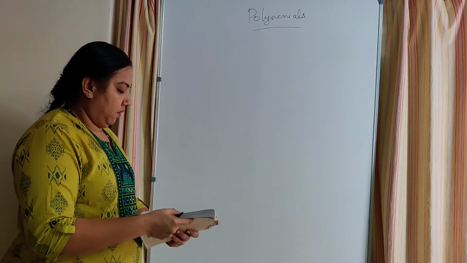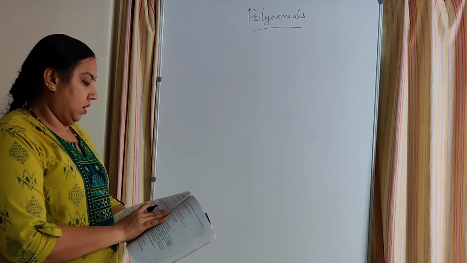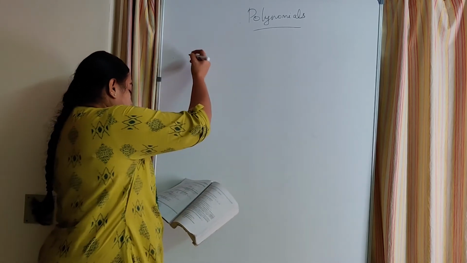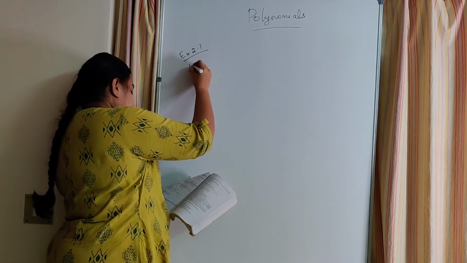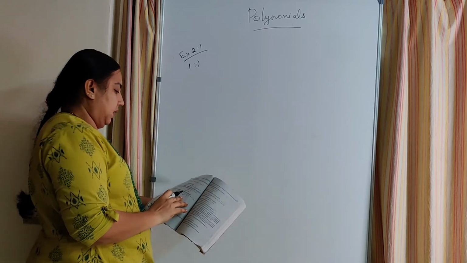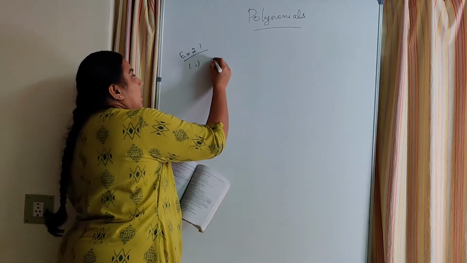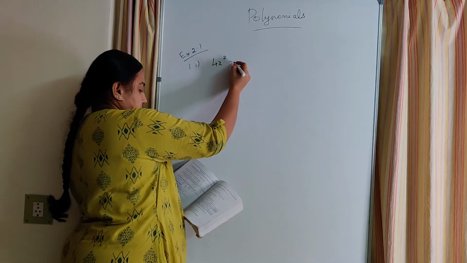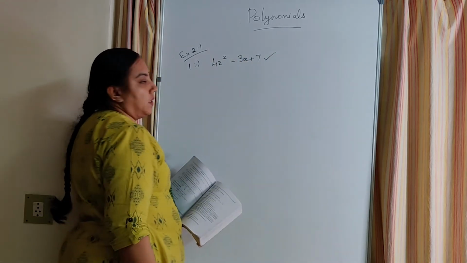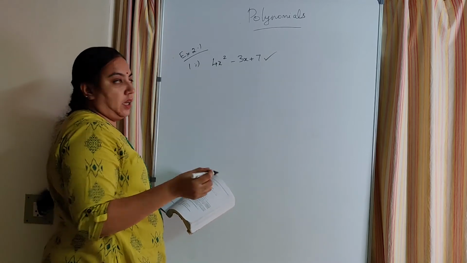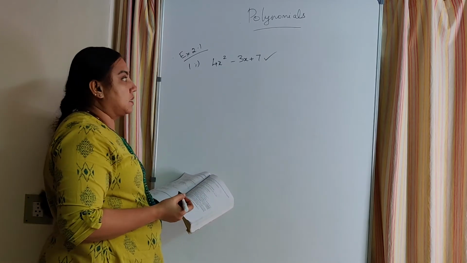The first question: which of the following expressions are polynomials in one variable and which are not, state reasons for your answer. Exercise 2.1, the first question, first part: 4x square minus 3x plus 7. It's the best example of a polynomial. And to recall, they didn't ask, but for you to remember, the degree of this polynomial is 2.